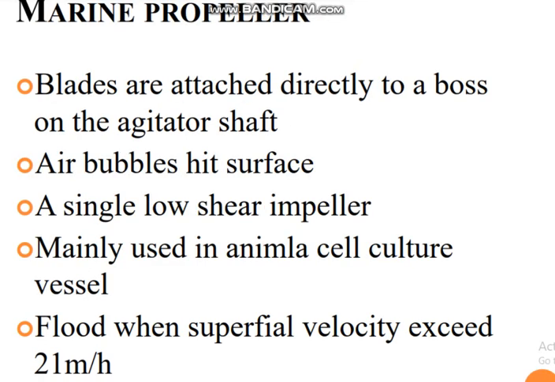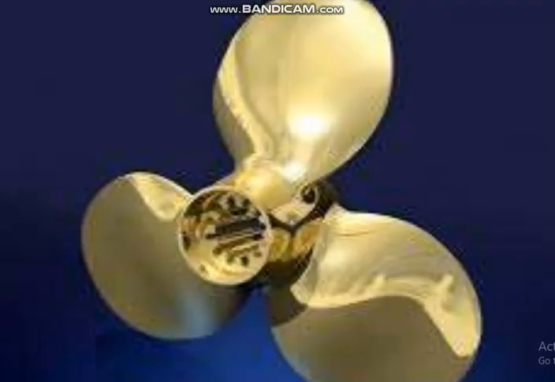Another one is marine propeller. Blades are attached directly to a boss of the agitator shaft. Air bubbles hit directly to the surface. A single low shear impeller is associated, mainly used in animal cell culture vessels. Floods when superficial velocity exceeds 21 meters per hour. This is an example which is shown in the figure. You can see here.